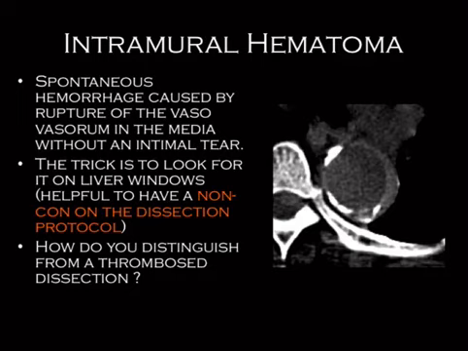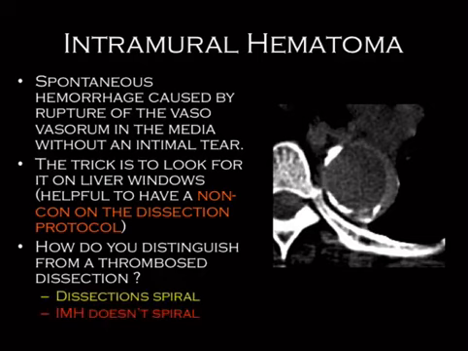How do you distinguish between this finding and a thrombosed dissection? Dissections tend to spiral around, where you've got your false lumen and your true lumen. There tends to be a spiraling as you move downward, whereas the intramural hematoma tends to not spiral.